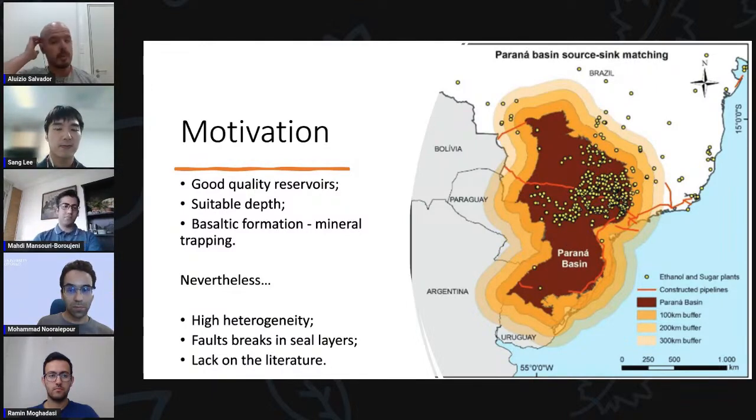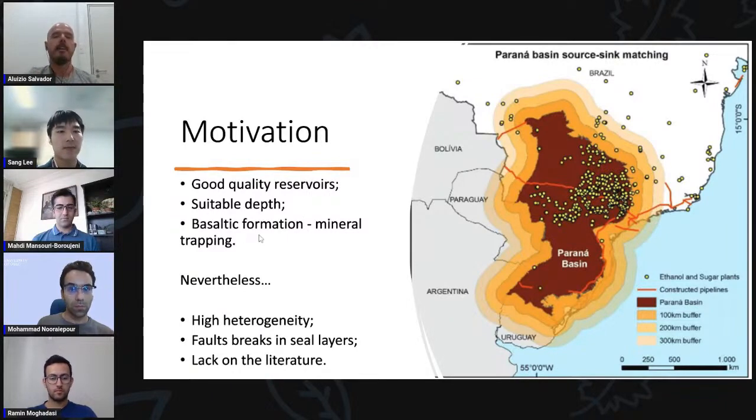These previous works have shown good results as well, and the reservoir presents a good porosity and permeability that would allow the injection and the storage. There is a sweep of depth for geological storage in this basin, and it's mainly formed by basaltic rocks, which would be ideal for mineral trapping.